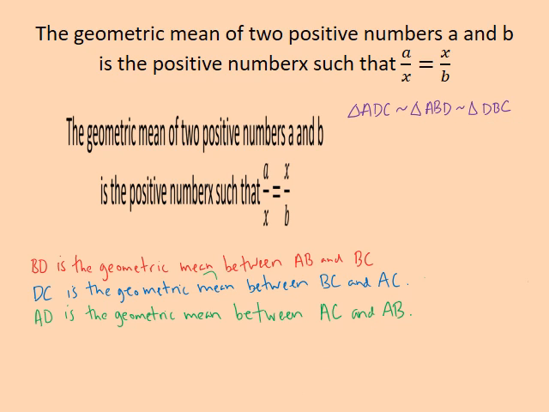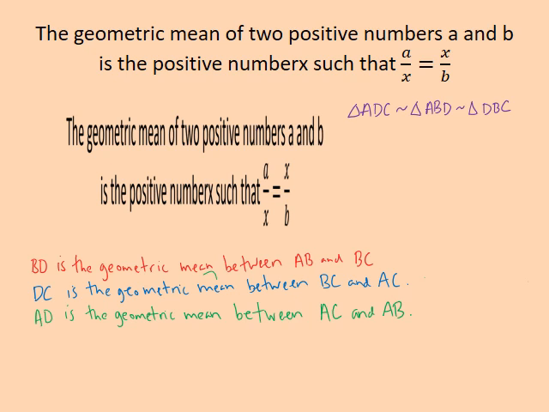We just discovered that BD is the geometric mean between AB and BC, DC is the geometric mean between BC and AC, and AD is the geometric mean between AC and AB. Well, what does this mean? The first thing I want us to do is circle every single geometric mean relationship.